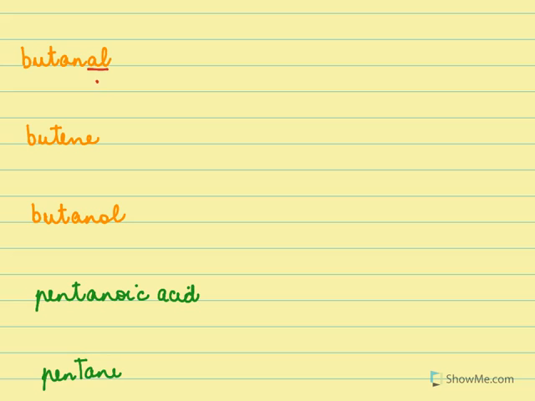Butanal: aldehyde, CHO. "But" means a 4 carbon aldehyde. So let me write a 4 carbon aldehyde. First I write CHO, the functional group, and it has to have 4 carbons. 1 carbon is already there, so 2, 3, 4. CH3, CH2, CH2. This is butanal. The next is butene. "ENE" means it has a double bond.